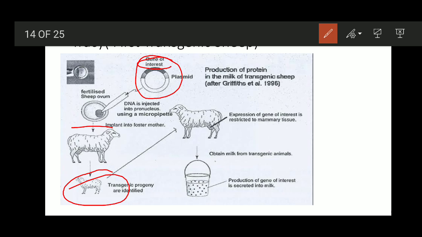So the offspring is produced, grown and matured, and expression of the gene of interest is restricted to mammary tissue only. During lactation of this new offspring, the milk of this transgenic sheep contains the product of the gene of interest, alpha-1 antitrypsin, which is secreted into the milk. So this is the recombinant DNA technology, or genetic engineering technique, in developing the transgenic sheep, and from the transgenic sheep the extraction of alpha-1 antitrypsin takes place.